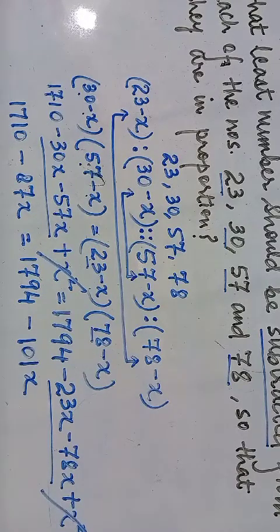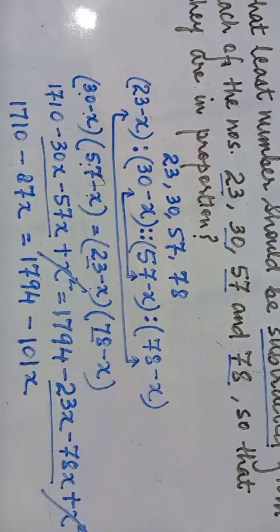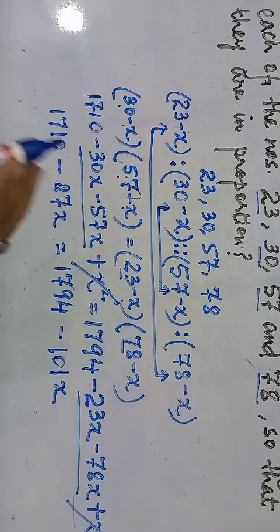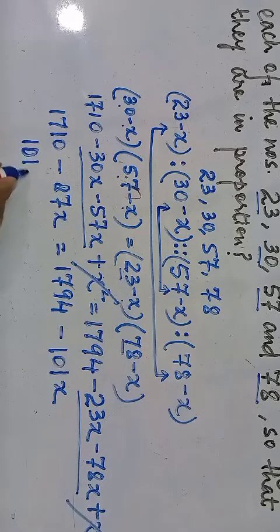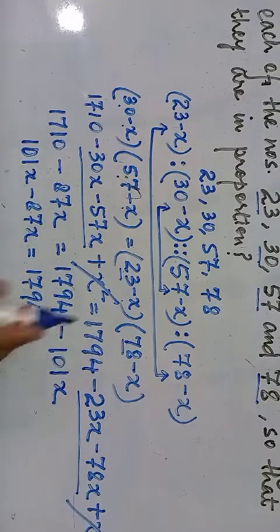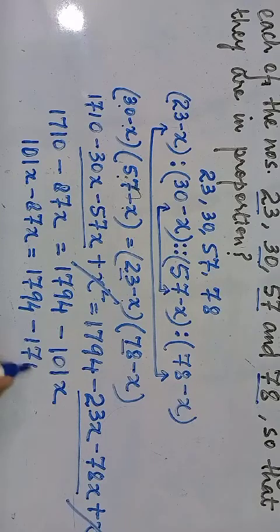Now you can see it is reducing, getting simplified. So let me just finish this up. In the last step, you have this number and this number, and then you have these two as the like terms. So naturally I will have to take this minus 101x to the left side to make it plus. So it will become 101x with a plus sign, and minus 87x was already there, equal to 1794 was already there. I will take this to the right side, so it will become minus 1710.